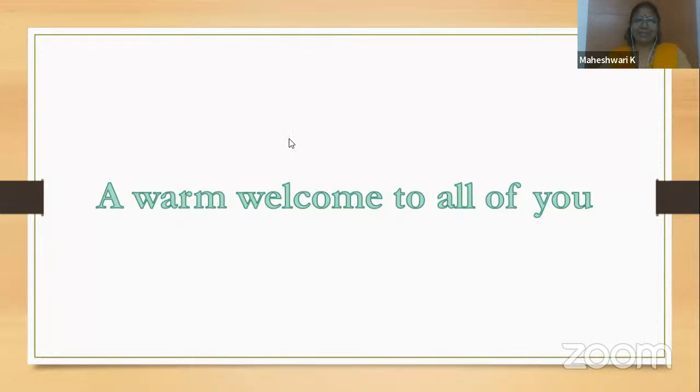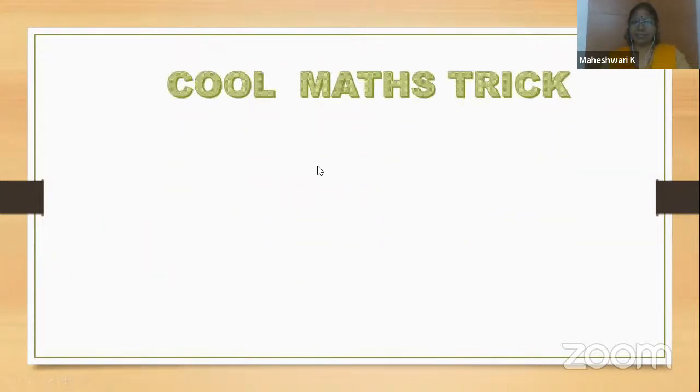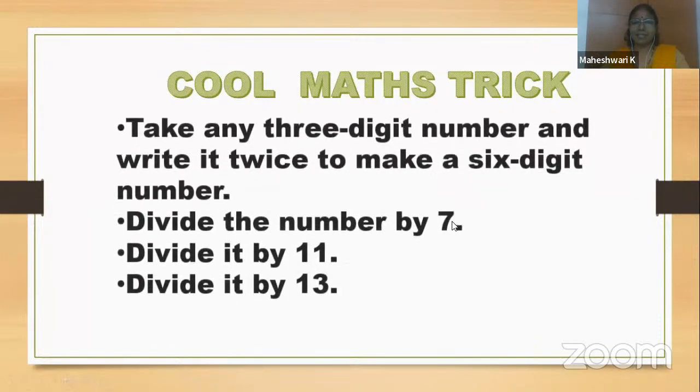Before I start directly on the topic, we'll have one small math trick, and we'll look into the idea behind it, how it works and why. The trick is this: take any 3-digit number and write it twice. You can use calculators also. Write it twice to make a 6-digit number.